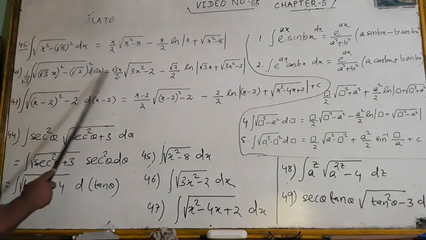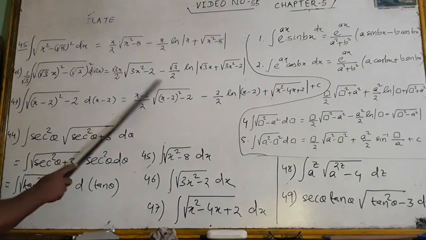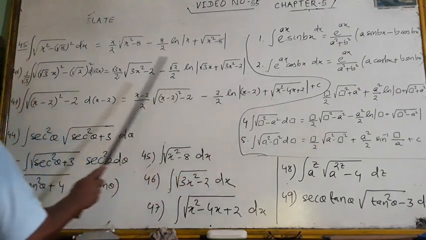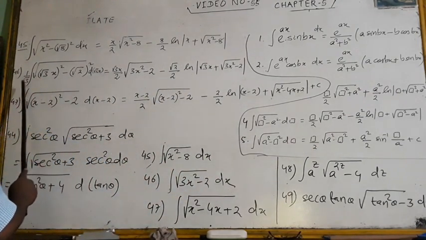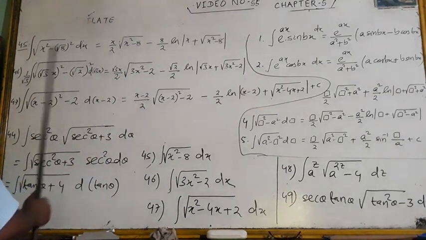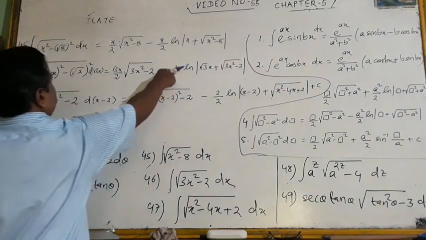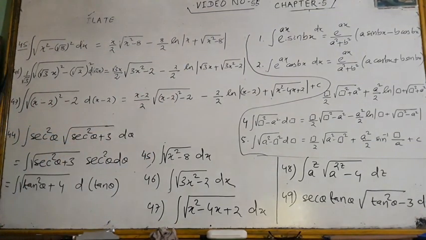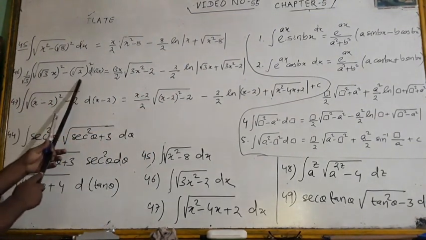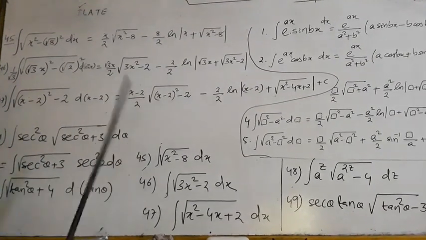Root of 3x square minus 2, keep it as it is, minus a square by 2. A square means 2, so 2 by 2 ln of root 3x plus this much. This much is root of 3x square minus 2.